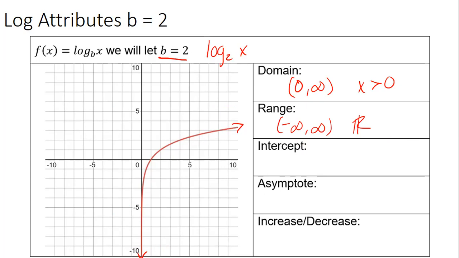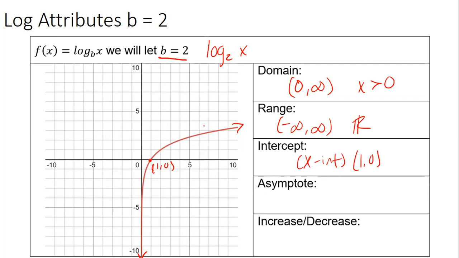Next, your intercept. Where do you cross the x-axis at? We don't cross the y-axis, but we do cross the x-axis at 1, 0. So I don't have a y-intercept, but I do have an x-intercept. And where is that x-intercept at? 1, 0. Okay?